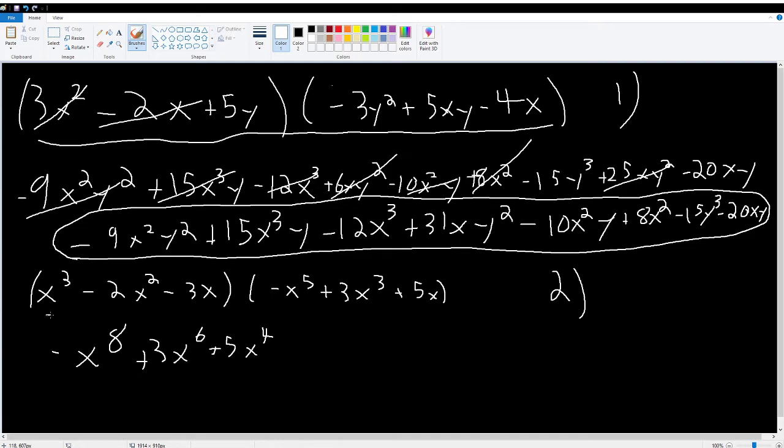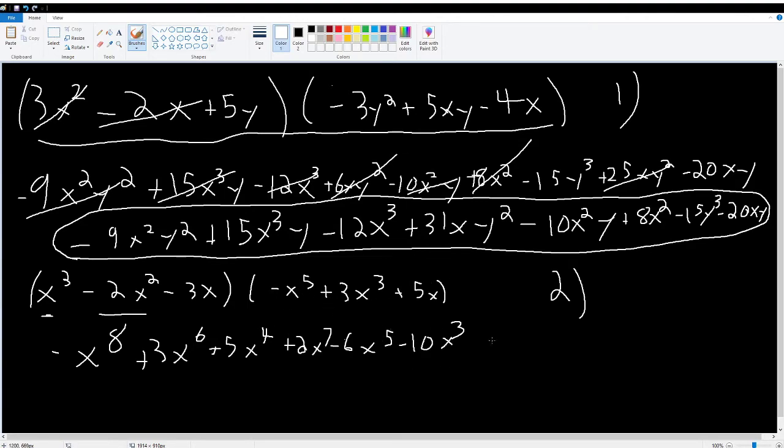Next, we're done with this x cubed. Next is negative 2x squared, and negative 2x squared times negative x to the 5th is positive 2x to the 7th, right? Negative times negative is just going to be positive. Negative 2x squared times 3x cubed is negative 6x to the 5th. Negative 2x squared times 5x is negative 10x cubed. We're done with negative 2x squared. Now we have to do the negative 3x.